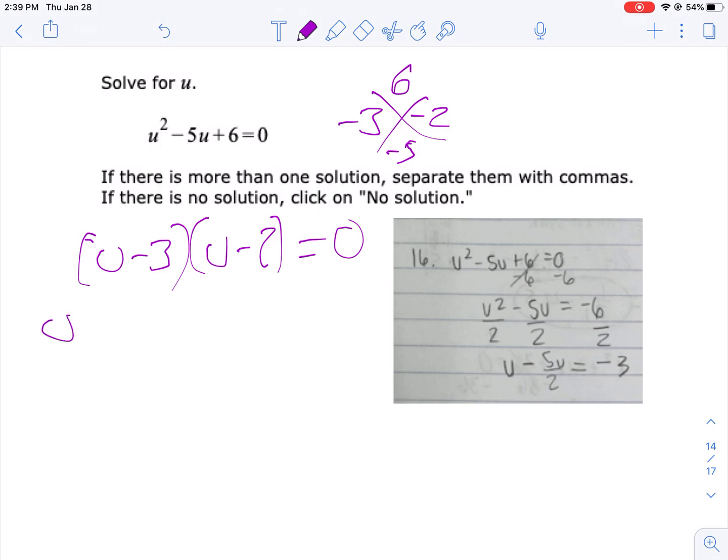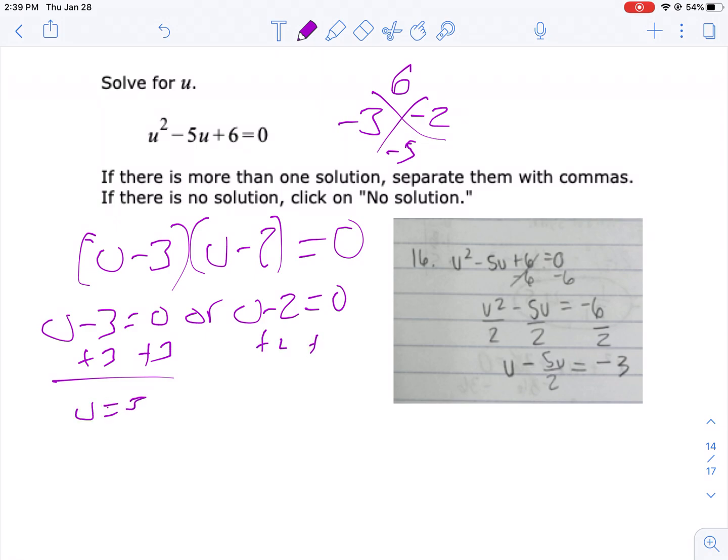So you separate them. u minus 3 equals 0, or u minus 2 equals 0. We add 3 to both sides, u equals 3. Or you add 2 to both sides, u equals 2. And since they want you to type it in with a comma, on Alex, you're going to go u equals 3, 2, or 2, 3. It doesn't matter.